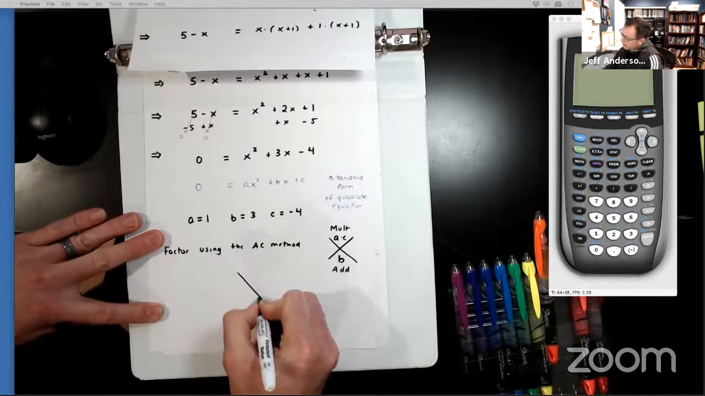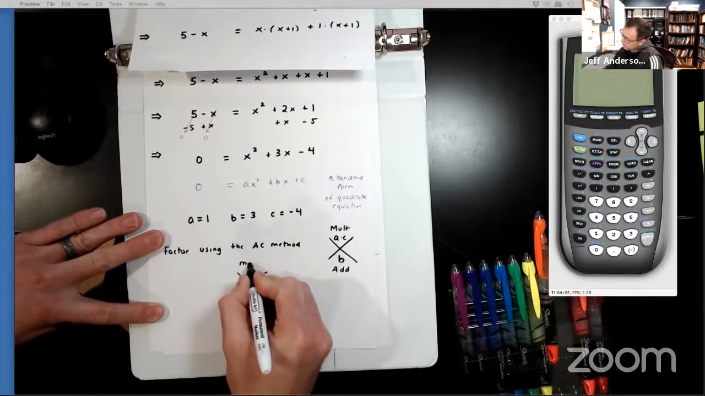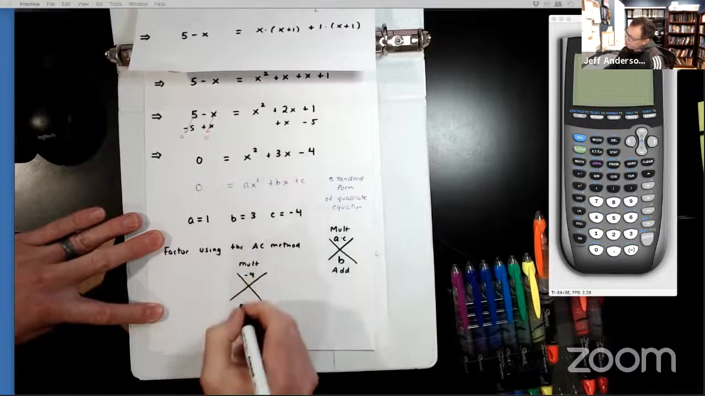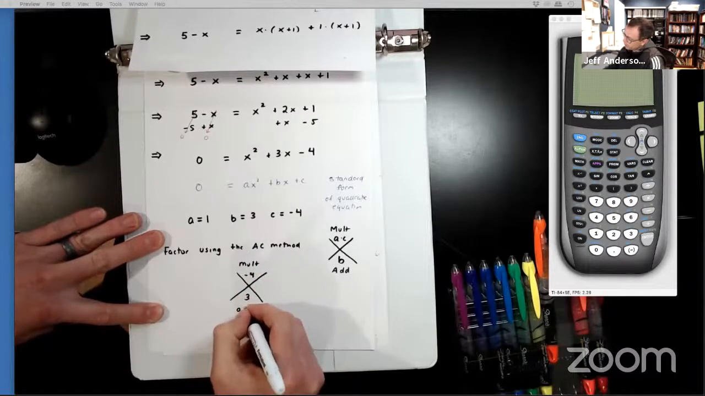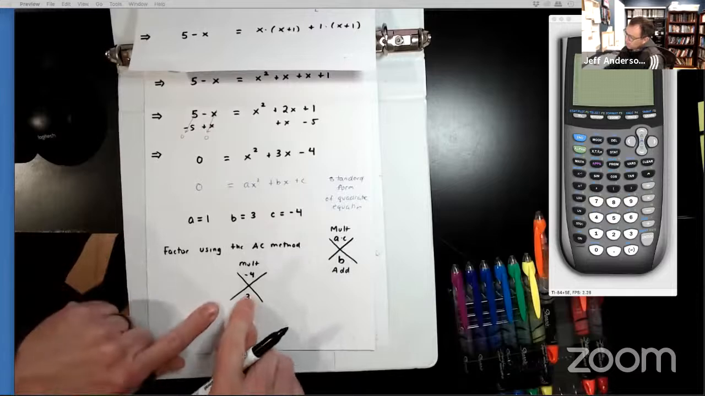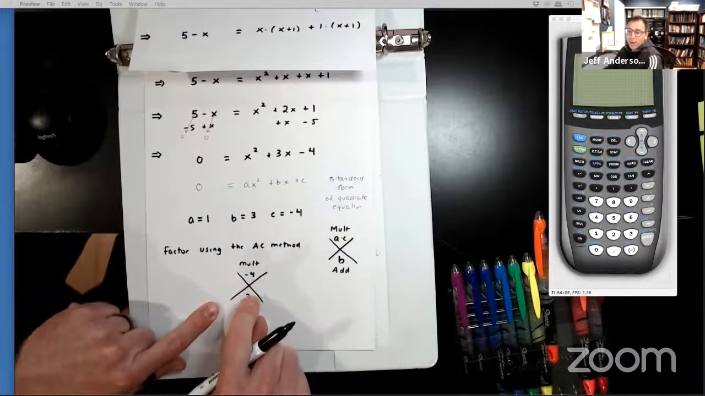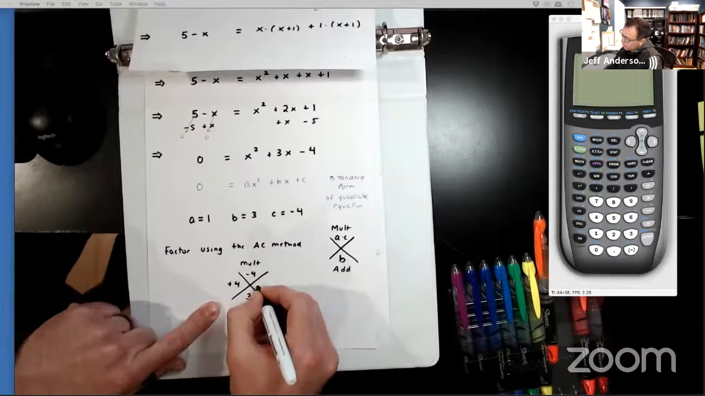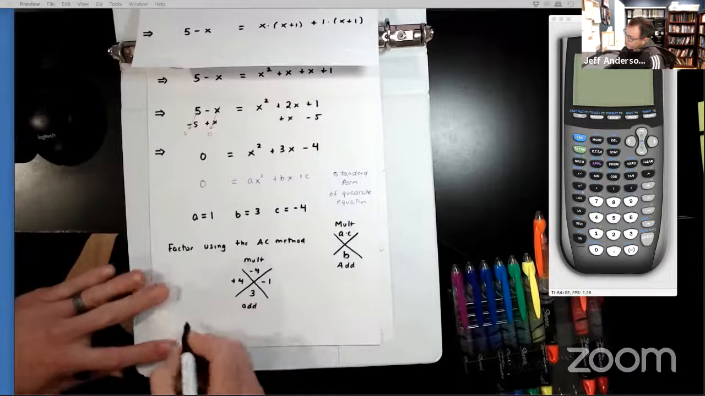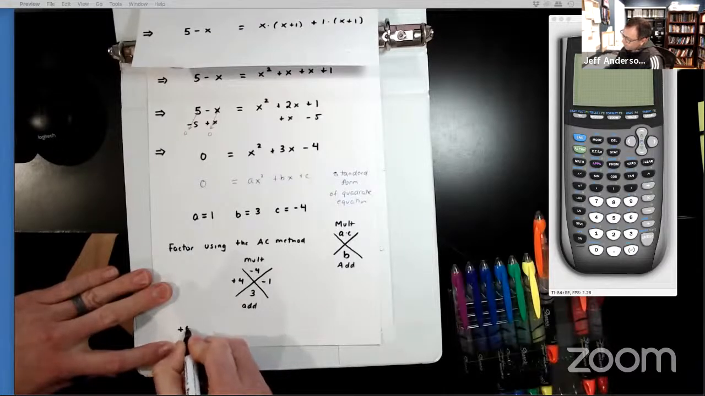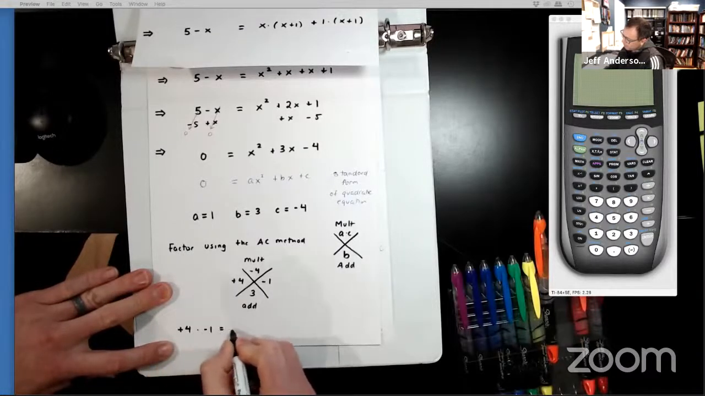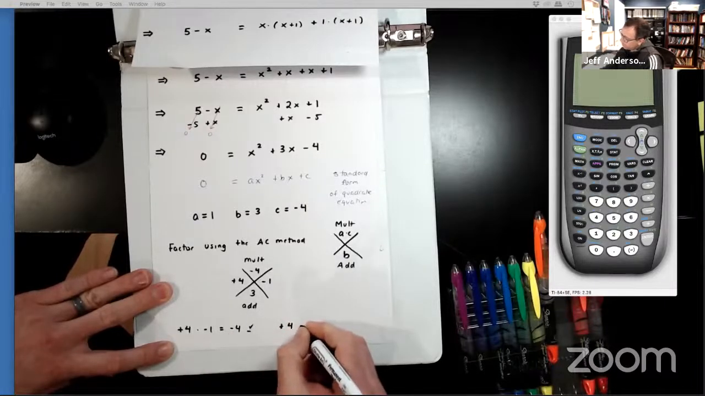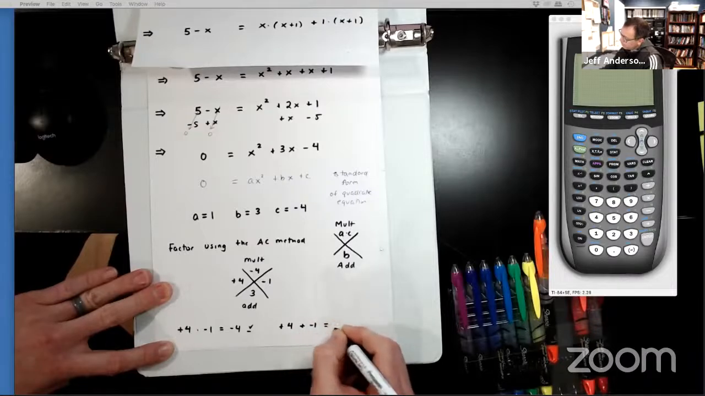So when we write this, multiply, well, 1 times -4 is going to be -4. B down here is going to be 3, so this is going to be add. And then we want to find two numbers that multiply to -4 and add to 3. Well, I can immediately see that that's going to be +4 and -1. So +4 times -1 is -4, so that checks out. And then I know that +4 plus -1 is 3.